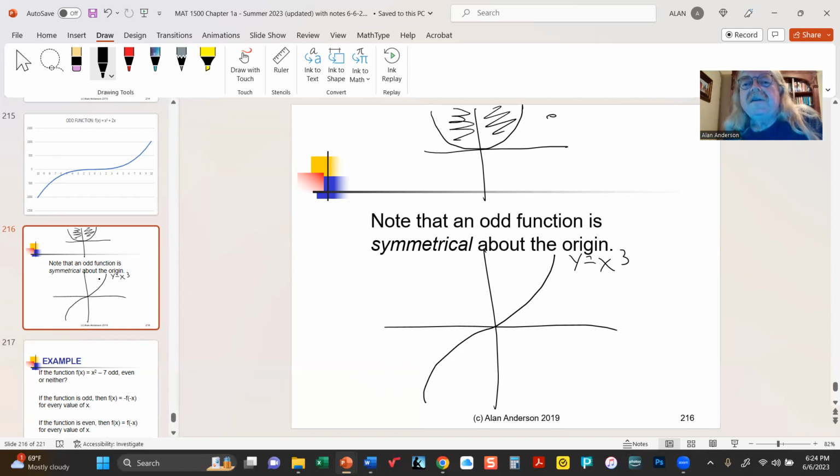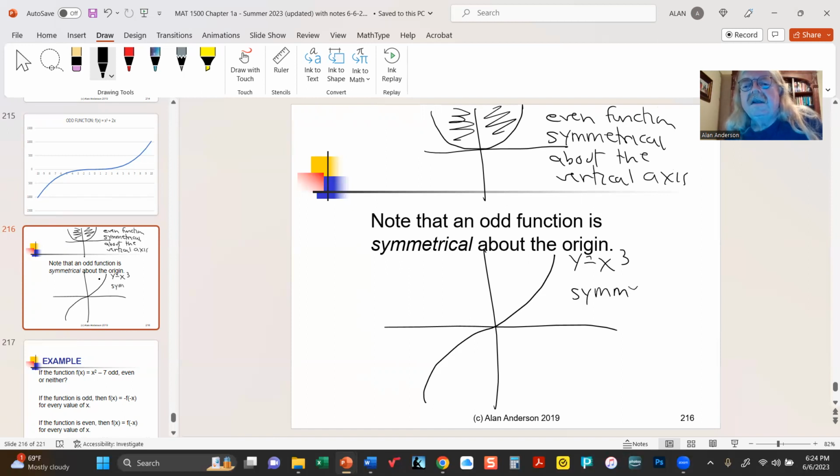So here, this is an even function and is therefore symmetrical about the vertical axis. Whereas this one is symmetrical, although it's not that obvious. You have to look at it carefully. When they say it's symmetrical about the origin, they mean the first quadrant versus the third quadrant, or the second versus the fourth. It could go either way. But it's got to be first and third or second and fourth.